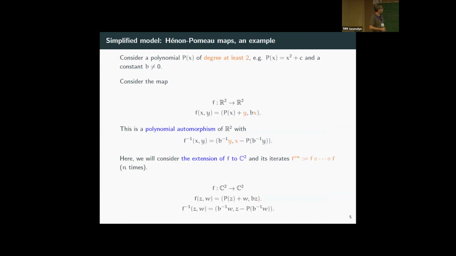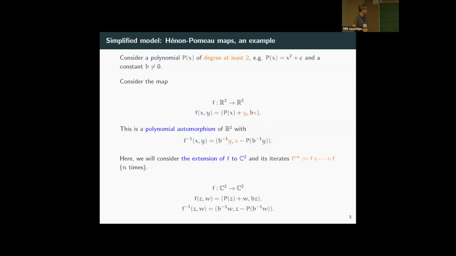You take any polynomial p of degree at least 2, for example x squared plus c, and some constant b not equal to 0. Then the Hénon map is given by this formula: (x, y) goes to (p(x) + y, b times x). What is important here is that you exchange the positions of x and y. It becomes y and x. This makes the system complicated.